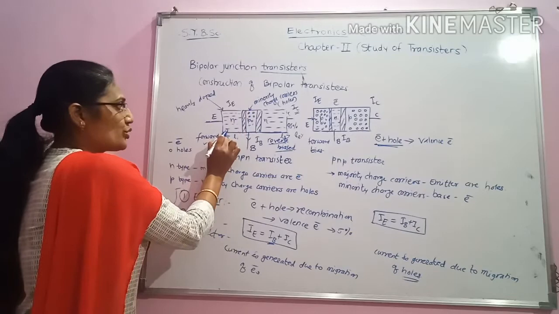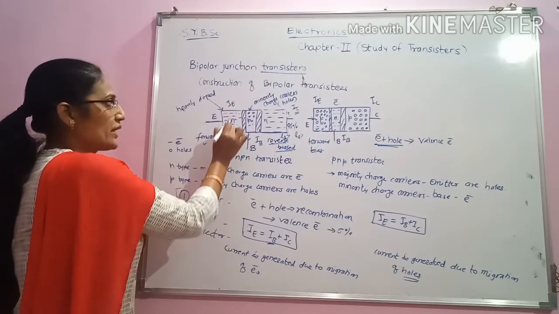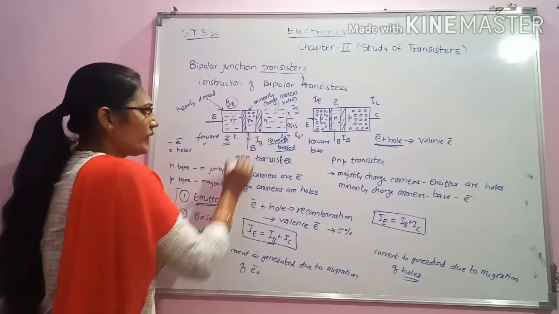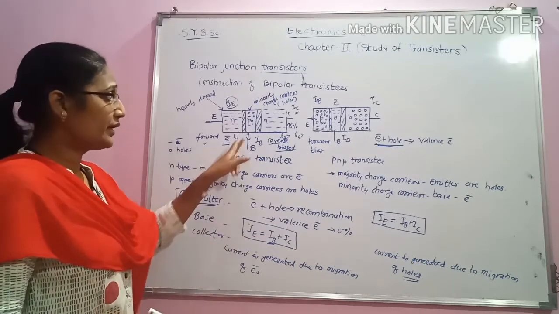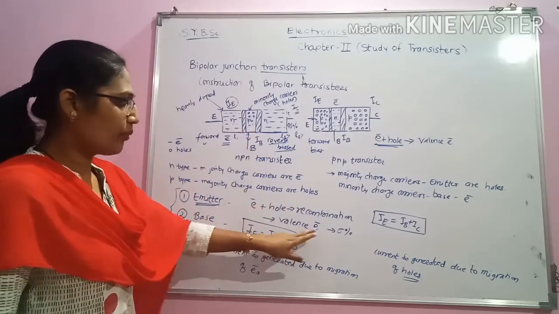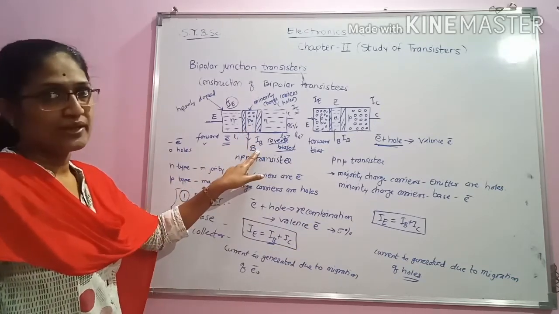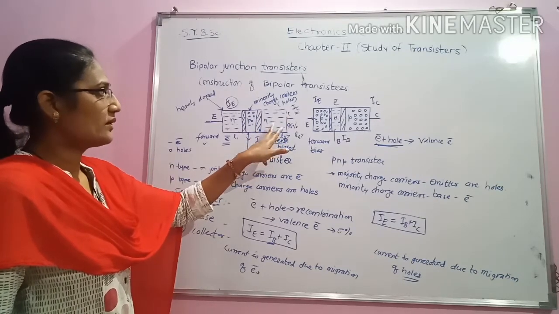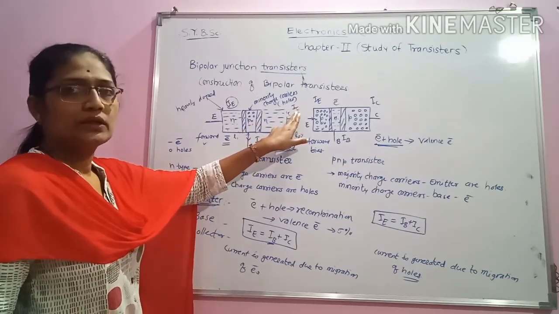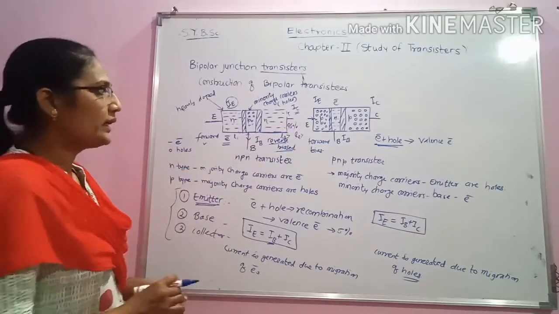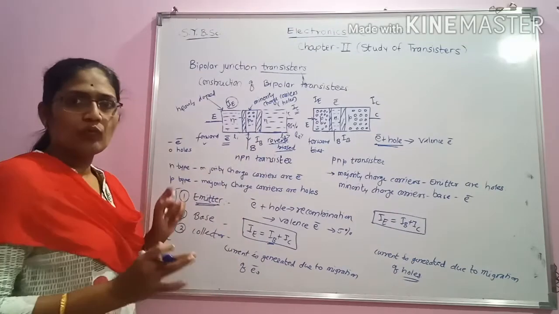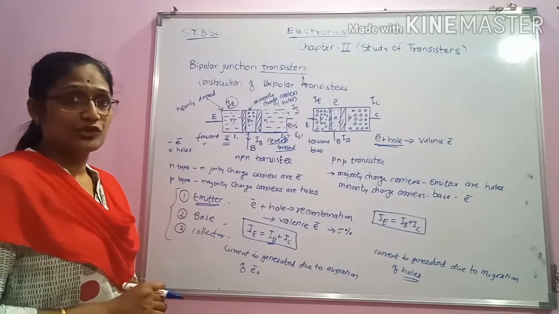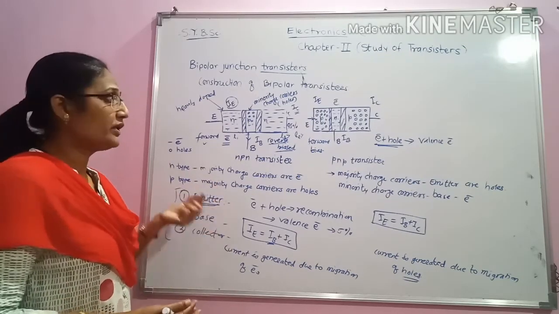So due to the migration of majority charge carriers, there will be generation of IE, and due to the valence electrons which are created due to electron hole recombination, there will be generation of base current. And here this portion of the transistor will give us the collector current, and this portion is also made somewhat larger as compared to the emitter in order to dissipate the heat which is produced during the working of the transistor.